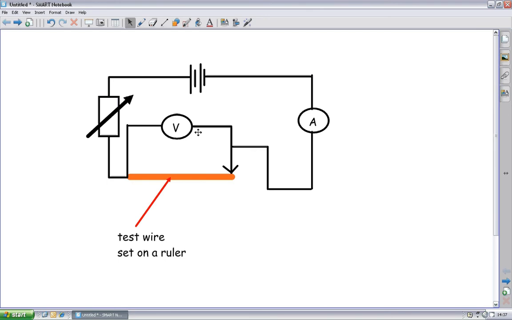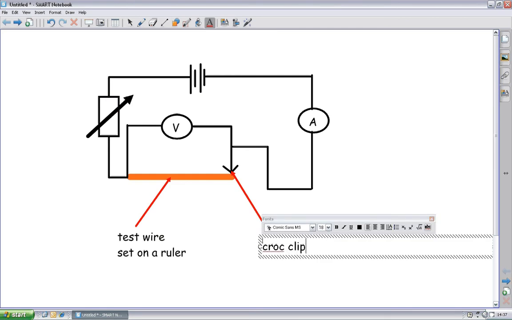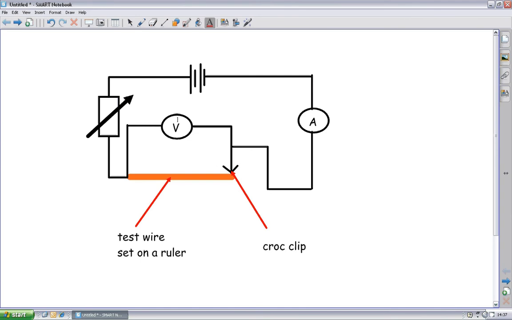Now, what I do is I set this up. This thing here is a crocodile clip, or a sliding contact, or a point, or some form of thing that you can move along. So we'll call this a crocodile clip. I set up my voltmeter, connected to my crocodile clip. That's connected at the other end to my test wire, an ammeter, a voltmeter, variable resistor, power pack. Now I set my test wire out as, say, maybe a meter's worth of test wire. I flick on the power pack, and I get myself a reading.